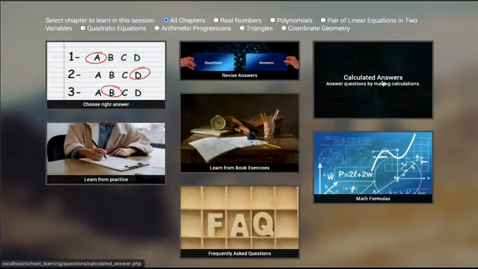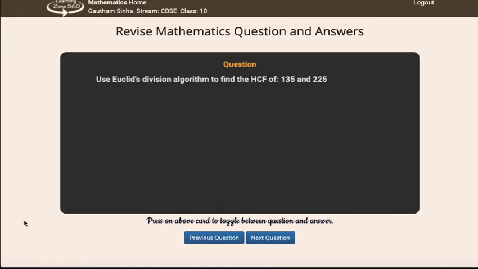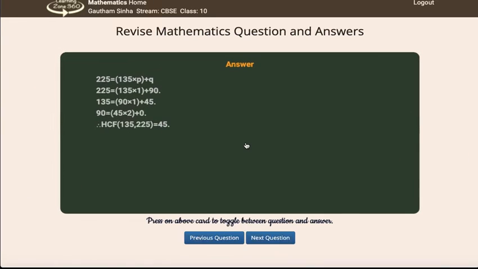To understand, the same questions are repeated in the revise answers section. So you can click on that. So the question is posed here as a card. Find the HCF of 135 and 225. Click on the card to see the right answer. And the answer is 45, and here is the derivation of how the right answer is arrived at.